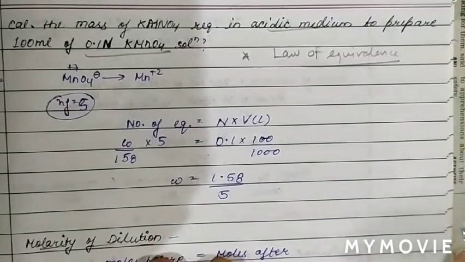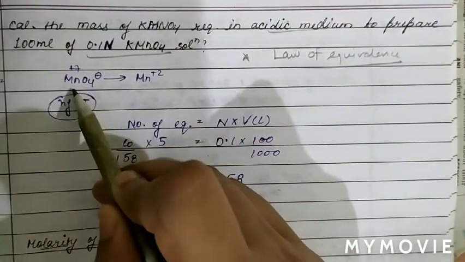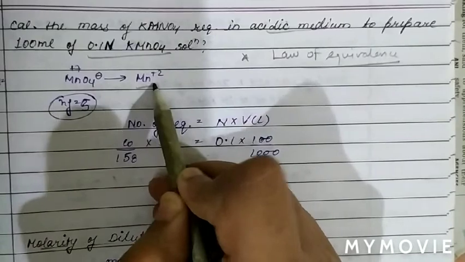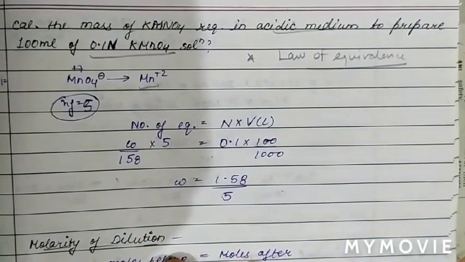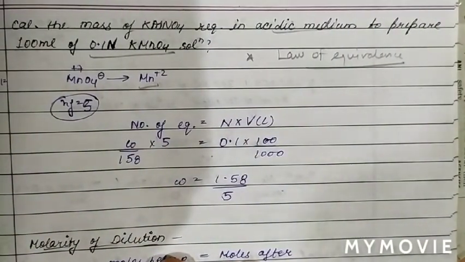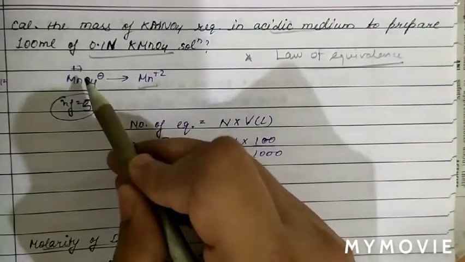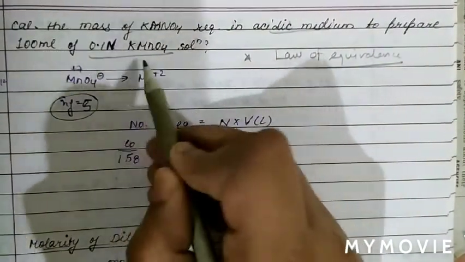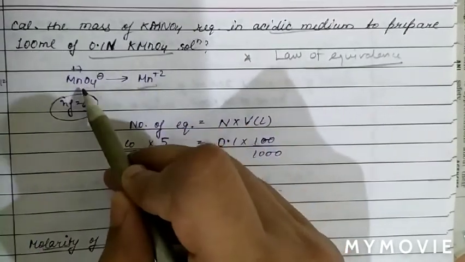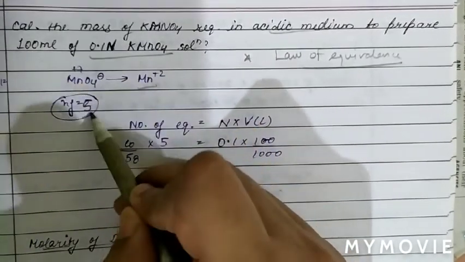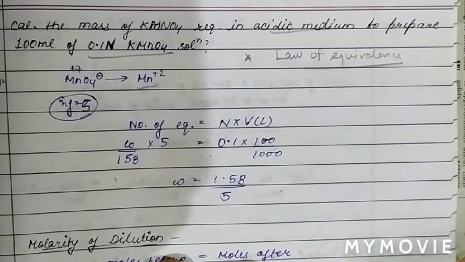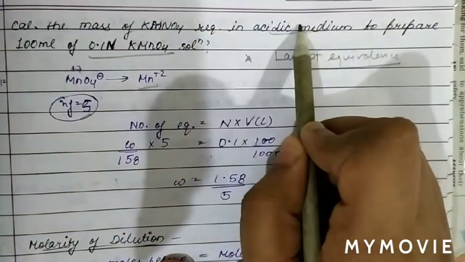See, so basically in this case we see MnO4 minus changes into Mn2 plus. So N factor is 5. Change in oxidation number from plus 7 to plus 2. Change in oxidation number is 5 and only one atom. Therefore 5 into 1 equal to 5. So N factor is 5.